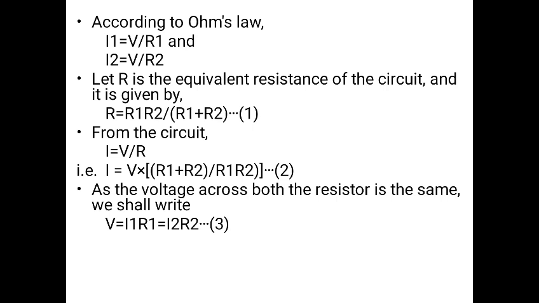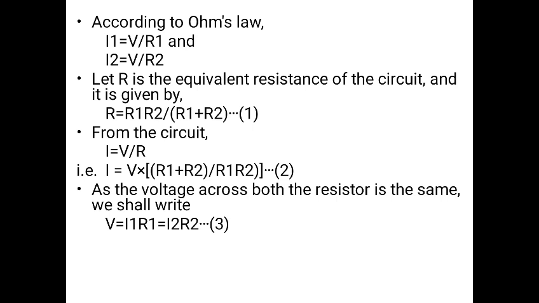According to Ohm's law, I1 can be given as V by R1 and I2 can be given as V by R2. Let R be the equivalent resistance of the circuit and it is given by R is equal to R1 R2 divided by R1 plus R2, where R1 and R2 are parallelly connected in the circuit. And from the circuit we shall write I is equal to V by R, and substituting the value of R as R1 R2 by R1 plus R2 in the above equation, I equal to V by R, we are getting I is equal to V into R1 plus R2 by R1 R2.